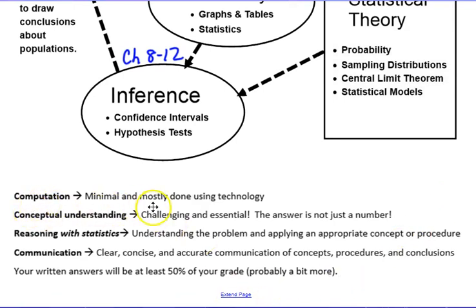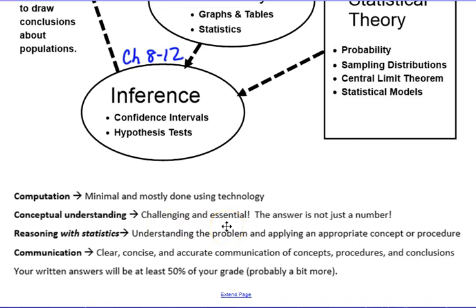Only minimal computation. Most of our computation will be done using technology. So a lot of what you think of as doing math, we won't be doing in here. This course is more focused on conceptual understanding. The concepts are often challenging, but it's essential to understand them.